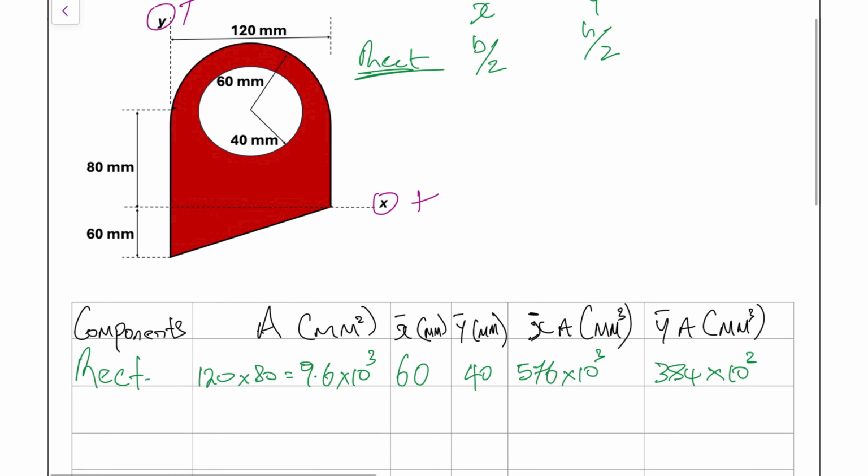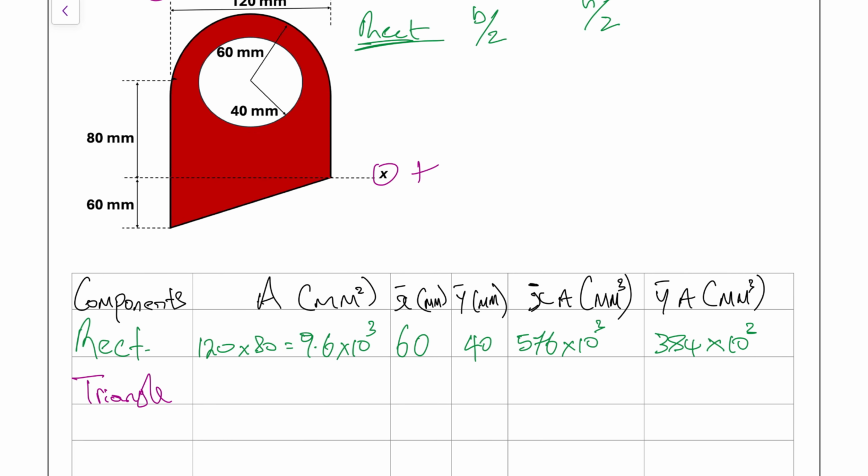So we're going to go next to the triangle. For the triangle, our length is going to be 120 and our height is going down 60 in this direction. So that's the 60 there, and the 120 is still going across. And we do half the base times the height for the triangle. So that's half multiplied by 120 multiplied by 60, and that will give us 3,600. So we'll just write that as 3.6 times 10 to the 3.